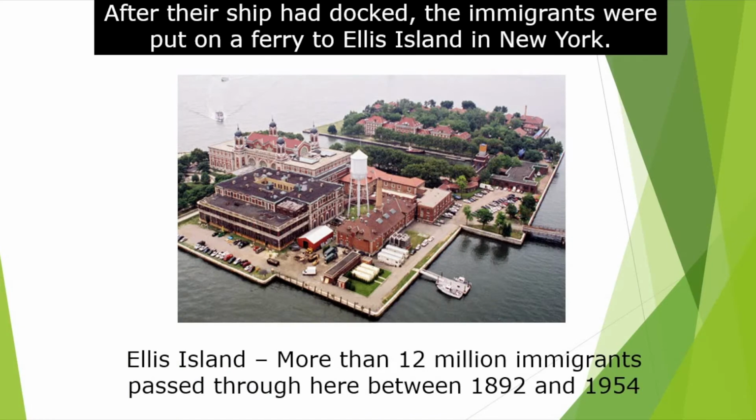We're going to focus just briefly on the experience of the immigrants when they arrived in America. We don't necessarily need to know that much detail for the exam. However, I do think it's useful in giving you a bit of contextual knowledge on the experience of the migrant in America. So after the ship had docked, the immigrants were put on a ferry to Ellis Island in New York. And more than 12 million immigrants passed through Ellis Island between 1892 and 1954.